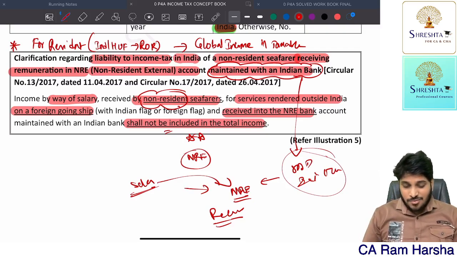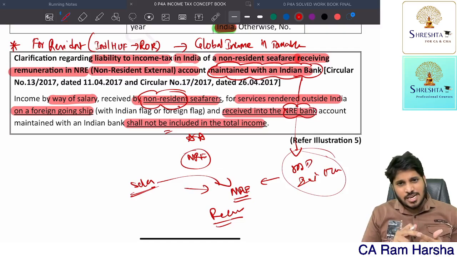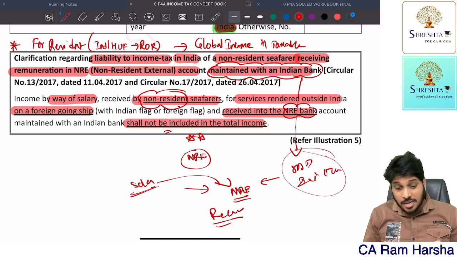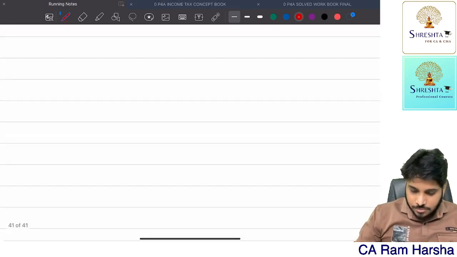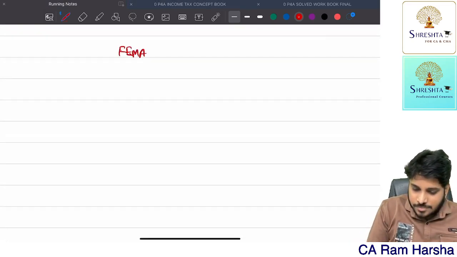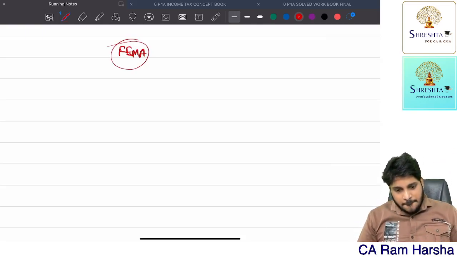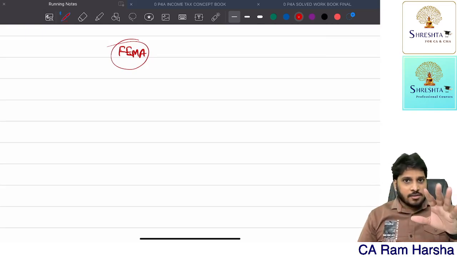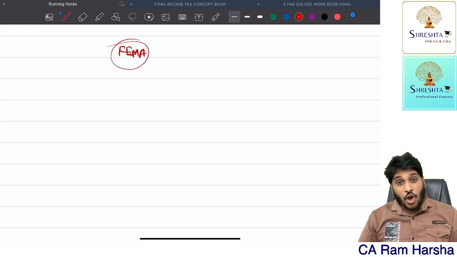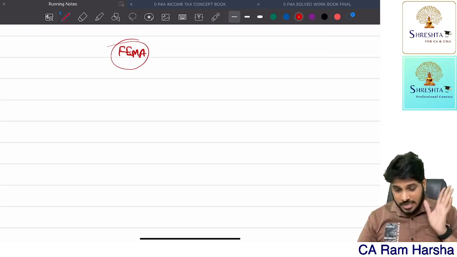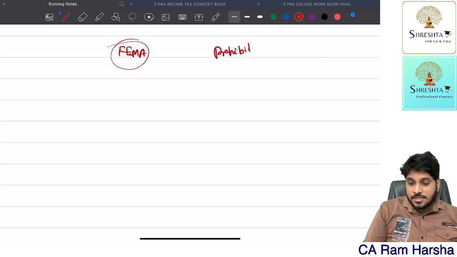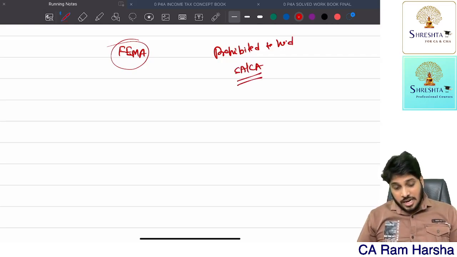Now, first of all, sir, what is this NRE account? We know savings account, current account, fixed deposit, recurring deposit. What is NRE? There is a law called FEMA. What FEMA says is that a non-resident is prohibited from holding a regular savings account or current account with any Indian bank.